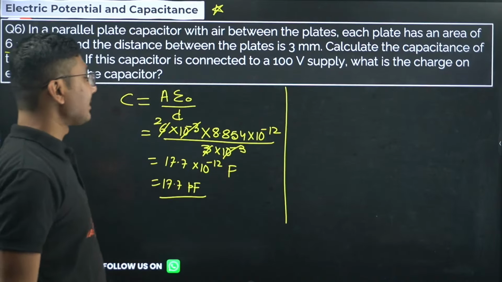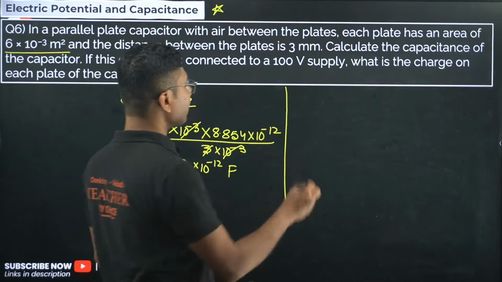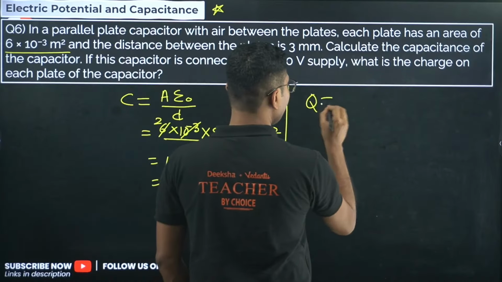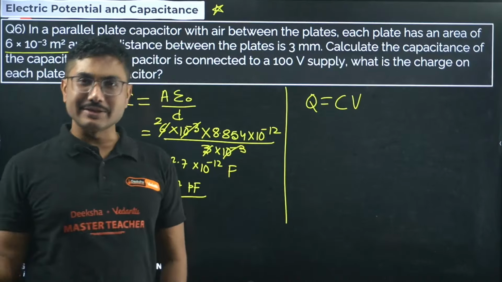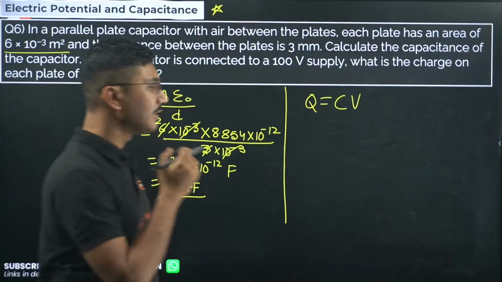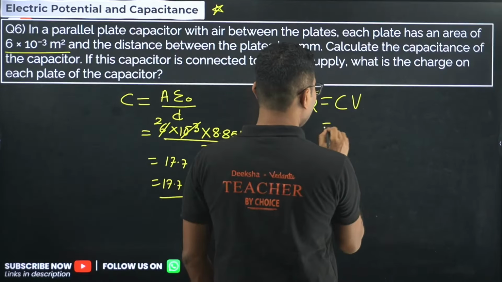The capacitor is connected to a 100 volt supply. What is the charge on each plate? So Q equals C into V. They can also ask the energy stored. Energy stored is half CV squared. So all variations are possible from here.